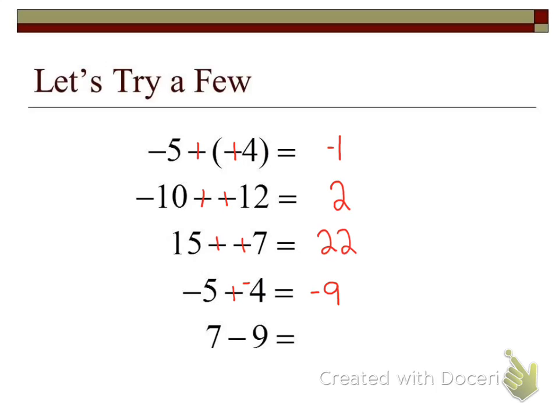And then lastly, I have 7 minus 9. I have one subtraction sign, so I'm going to change this to 7 plus negative 9. The difference between these numbers is 2. 9 is bigger, 9 is negative, so my answer will be negative.